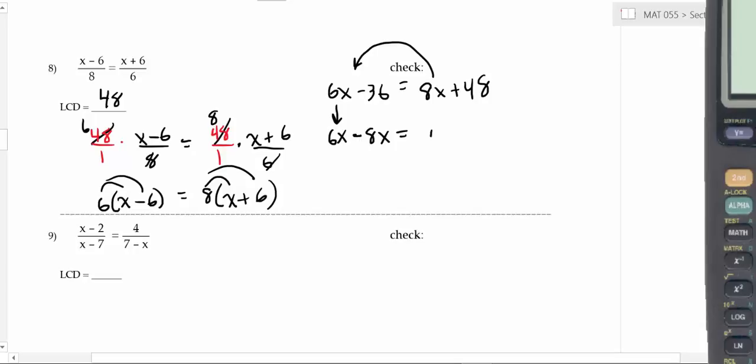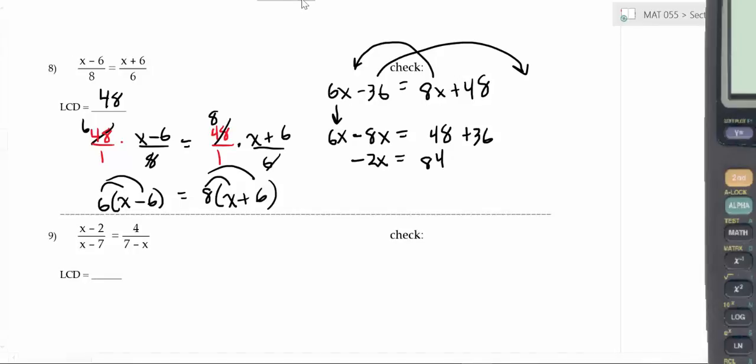Then if you leave the 48, you don't touch that, but if you move the 36, you've got to change that sign. Okay, so that's something you've got to be aware of. So this would be negative 2x, and then if you add that up, that's going to be 84. Now you can divide both sides by negative 2, so you'd end up getting x equals negative 42. Okay, like that. All right? So I think we didn't have too much trouble with that. Just there were some sign issues that I saw.